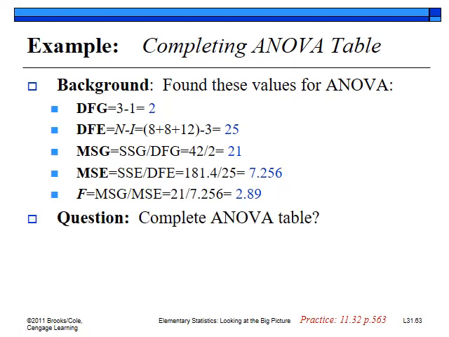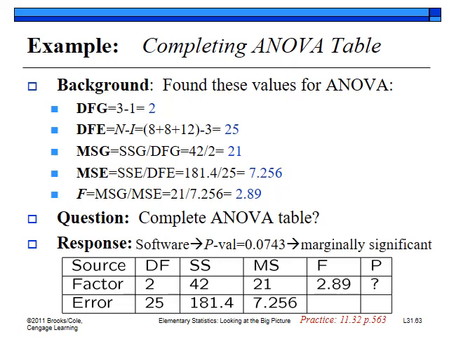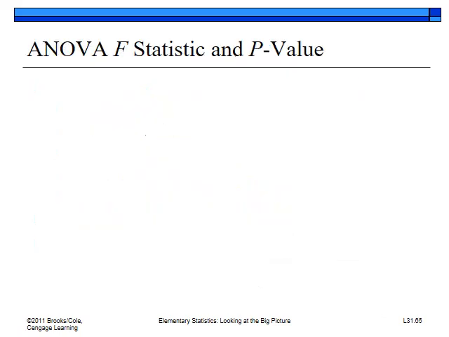So taking those numbers, what does the ANOVA table look like? Well, all we've got to do is fill in those numbers in just the right places. We can use our calculator or use some software to find the p-value, and we get a p-value of 0.07. Not quite enough to reject the null, but you might call it marginally significant because it's pretty close.